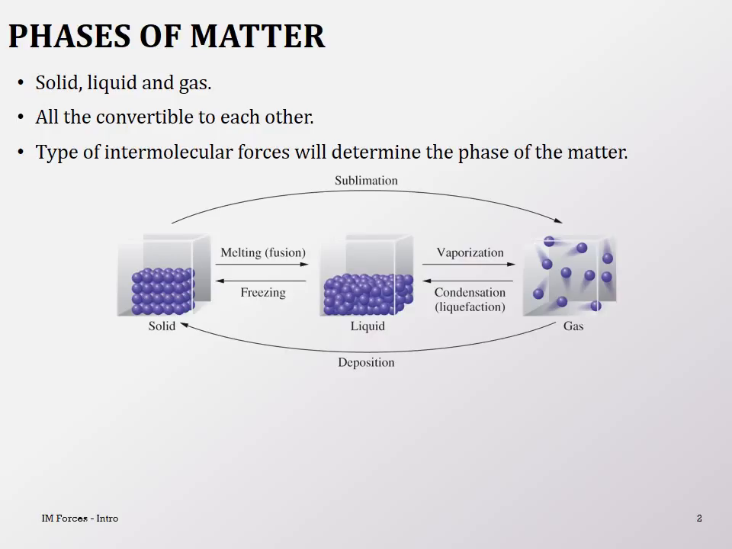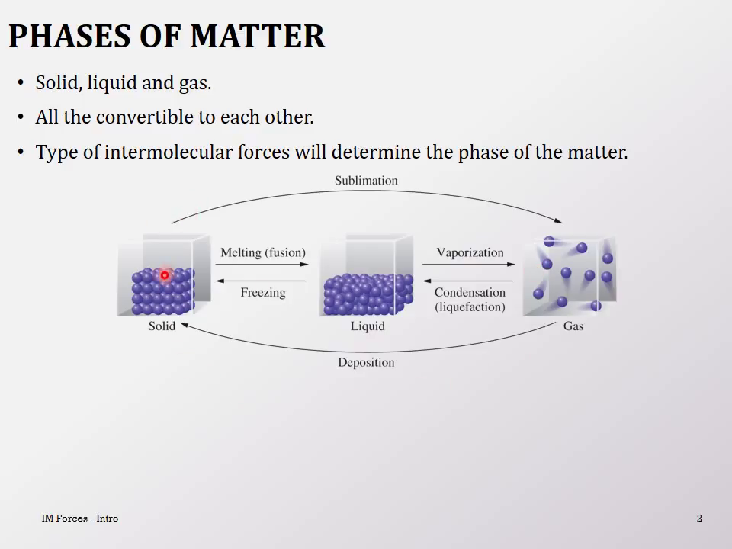Okay, so just as a review, let's look at the different phases of matter and the interconversions between those phases and what they're called. So the three phases are solid, liquid, and gas, and you can convert everything into everything else. And the type of the intermolecular force will determine what the phase is. So that's where we're going eventually. However, I just want to mention a few keywords here to you, so that you remember them.